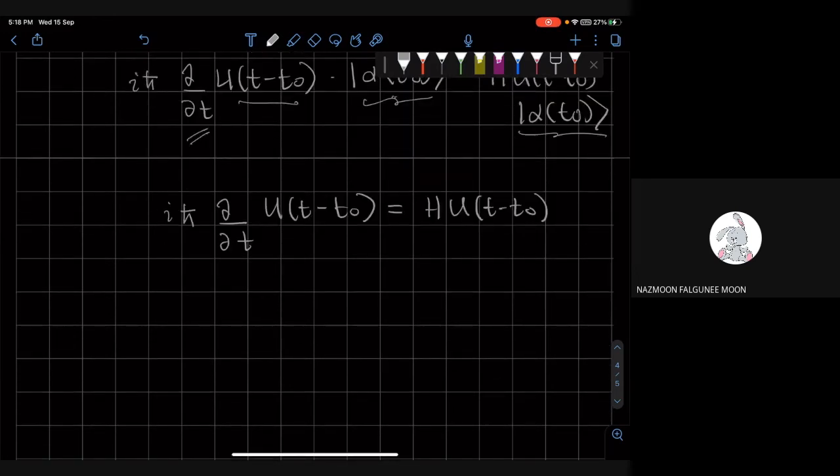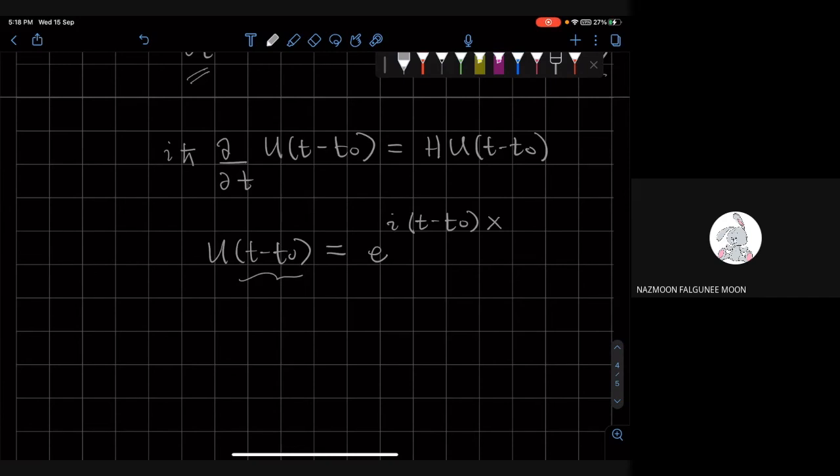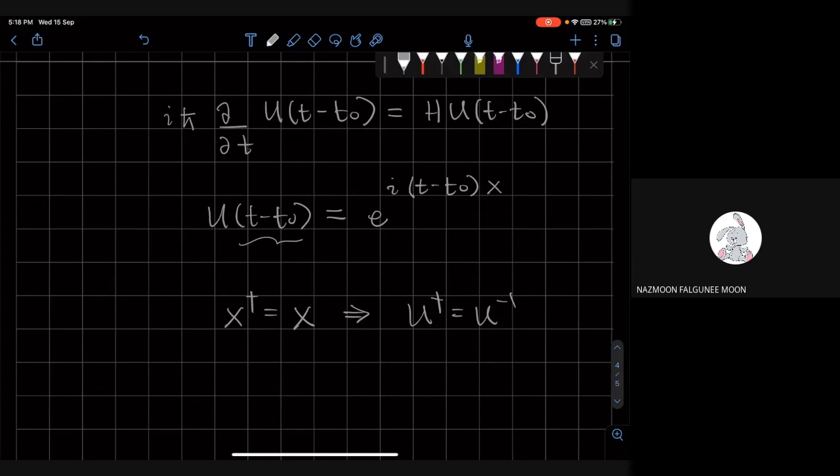Now, U is a unitary operator, and we know that any unitary operator can be written as the exponential of i, some parameter. Let's take that parameter to be t minus t0 here. Well, it is that parameter times some Hermitian operator, which we are going to call X. So X is Hermitian, which means that U is unitary. You know that?